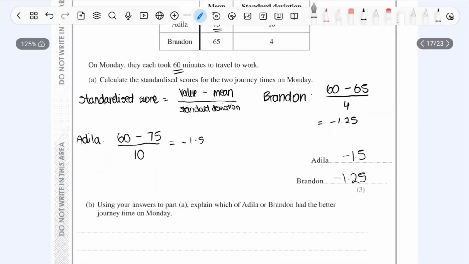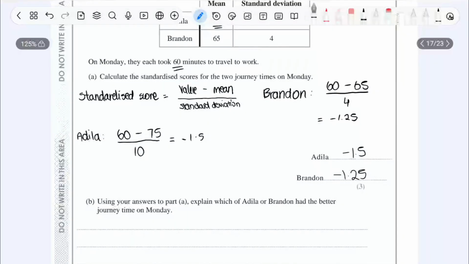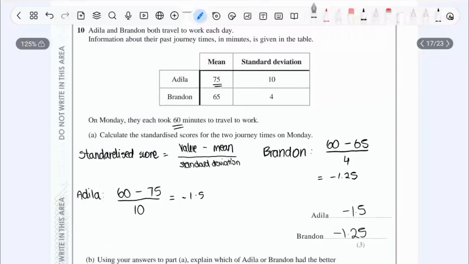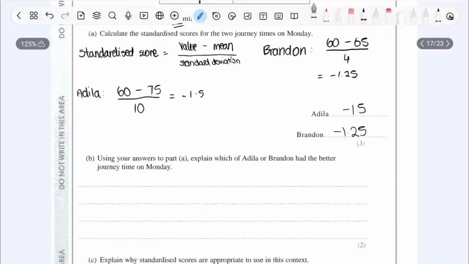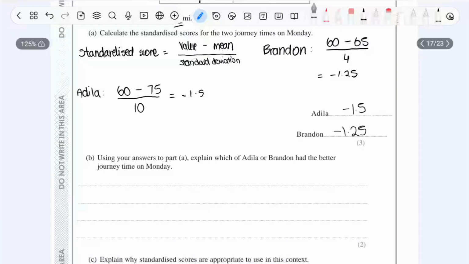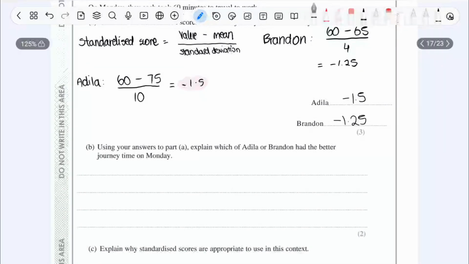So the idea is the lowest standardized score here in this context will be the better one because it suggests that the journey time in minutes will be the lowest for Monday. So we'll say that Adila, because she had a standardized score of negative 1.5, had the better journey.